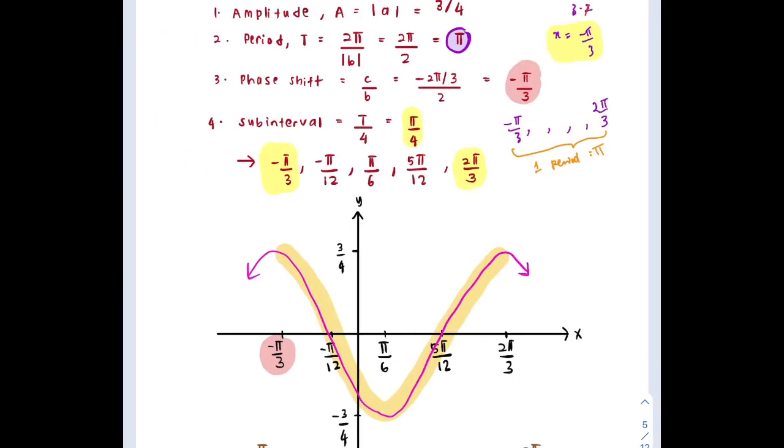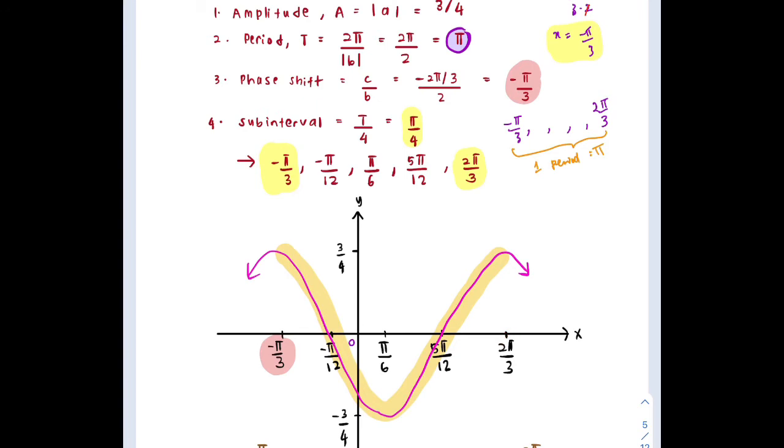Now let's straight away graph. Open the x-axis, y-axis, and also origin. Let's put in our coordinates. We already know our x coordinate here, negative pi over 3. The second one is still negative, negative pi over 12. The next one is positive, so it should be here, pi over 6. Another one is 5 pi over 12, and the last one is 2 pi over 3.